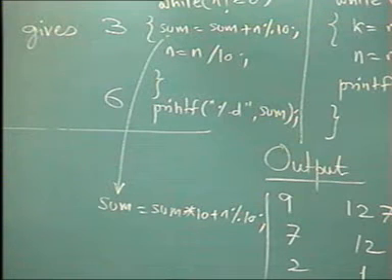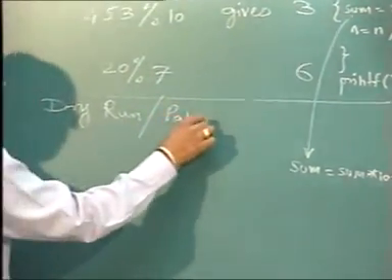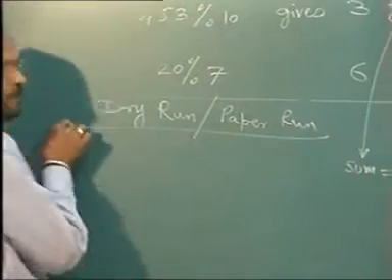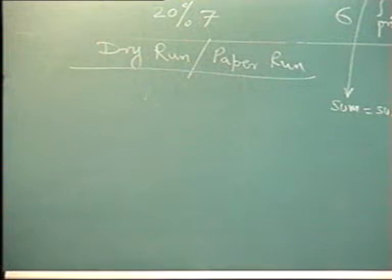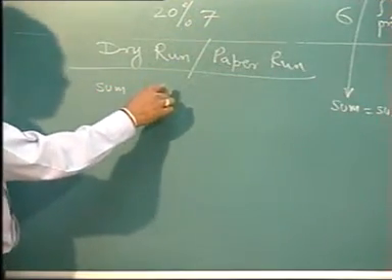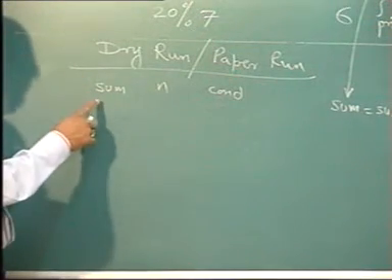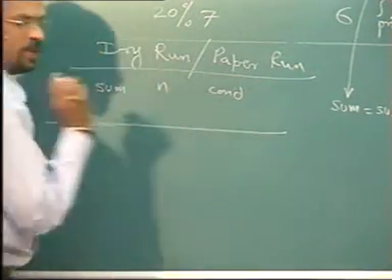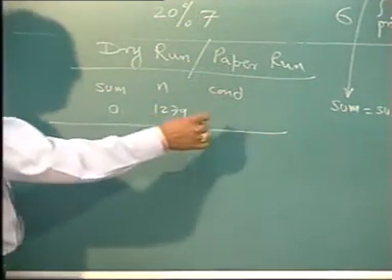The best way to do this is what we call a dry run or paper run. Okay, write down the sequence. Sum is picking up some value, n is picking up some value, condition. Initialization I will show separately. Sum is 0, number is 1279. Here the condition doesn't come into the picture.